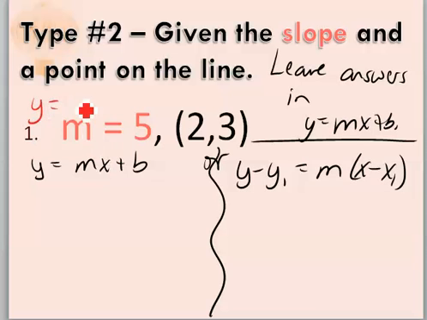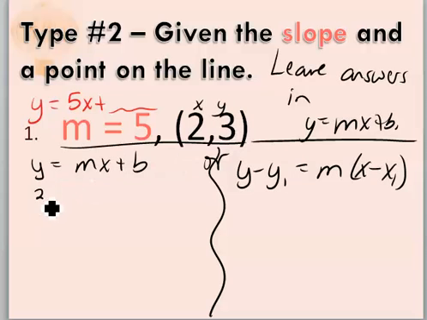I have y equals my slope 5x plus, and we're missing b, so we need a way to find this. What we're going to do is use our slope and our point, our x, y, plug in everything we know, and find the missing b. Y is 3, that's the y value from the point, m is 5, x is 2, that's the x value from the point, and plus b, because b is what we're trying to find.